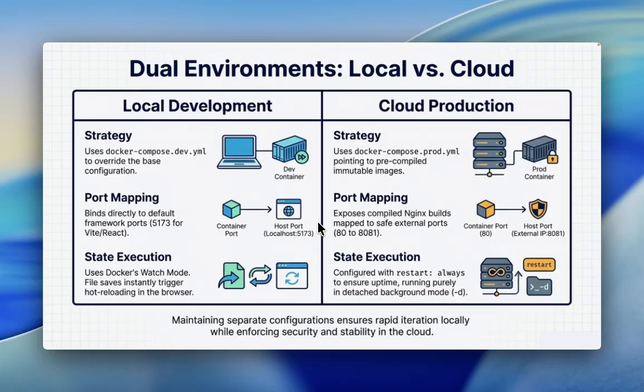The cloud production strategy uses docker-compose.prod.yml, pointing to the pre-compiled immutable images. Port mapping exposes the compiled nginx build, mapped to the safe external port 80 to 8081, container port 80, host port 8081. Execution is configured with restart always to ensure uptime, running purely in the detached background mode, -d. Maintaining separate configuration ensures rapid iteration locally while enforcing security and stability in the cloud.